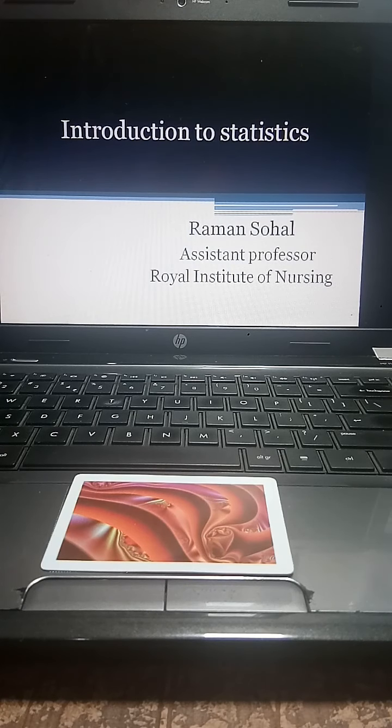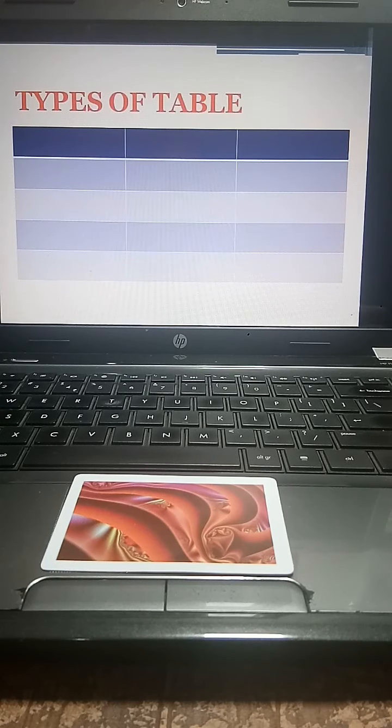So today onward, I am going to start the classes of statistics. During college days, we already covered the introductory part. Then we started the descriptive statistics. Under that, we discussed the various types of the frequency distribution. Then we started the methods of the frequency distribution. Under the method of the frequency distribution, I covered only one method, that was the table. So here I am going to start with the different types of that table.